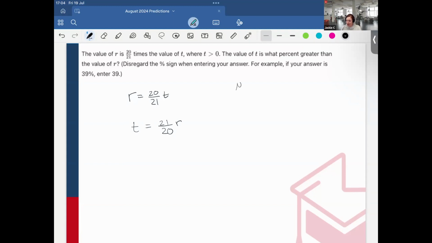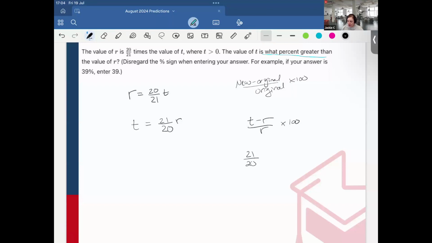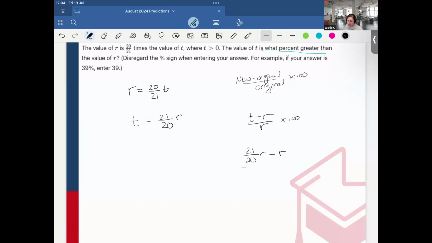So remember, that would be the new value minus original over original multiplied by 100, which will tell me by what percent greater T is than the value of R. So in this case, it'd be T minus R over R times 100. Now I can just substitute the values in. So it'd be 21 over 20 R minus R over R times 100, since I want everything in terms of R.